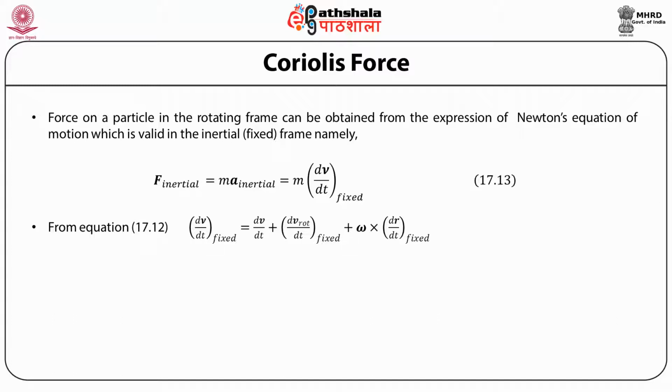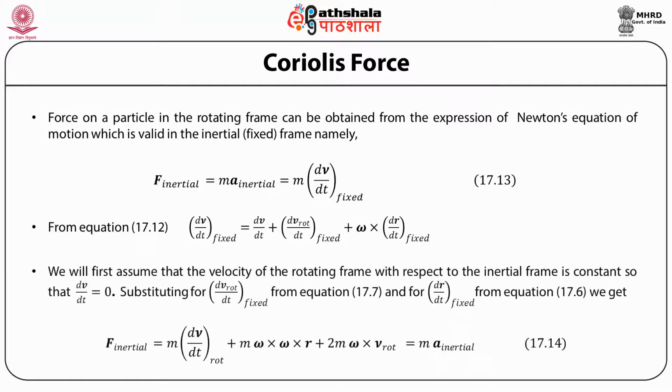Now, we have seen how the vector transforms. Therefore dv by dt, which is a vector in the fixed frame, is equal to dV by dt plus d v rot, the velocity of rotation, by dt in the fixed frame, plus omega cross dr by dt in the fixed frame. We will first assume that the velocity of the rotating frame with respect to the inertial frame is constant. So we will first assume that the rotating frame is moving with a uniform velocity with respect to the inertial frame, which means the first term dV by dt is equal to 0.